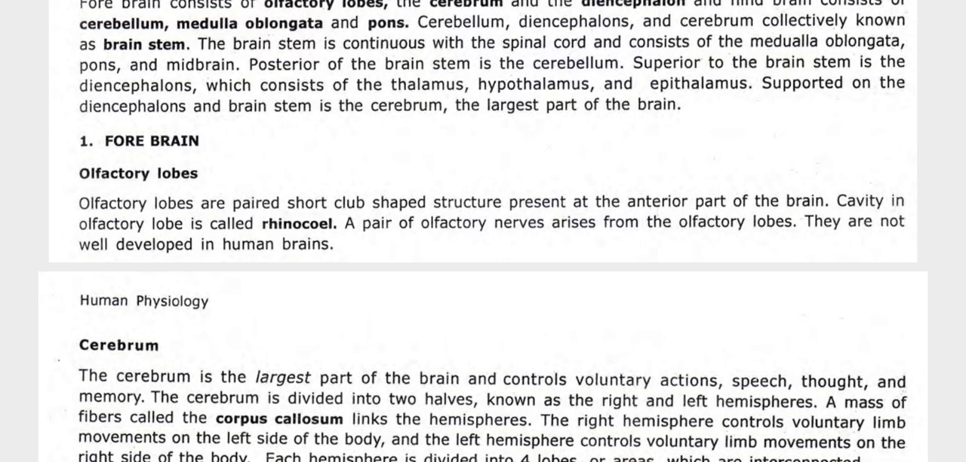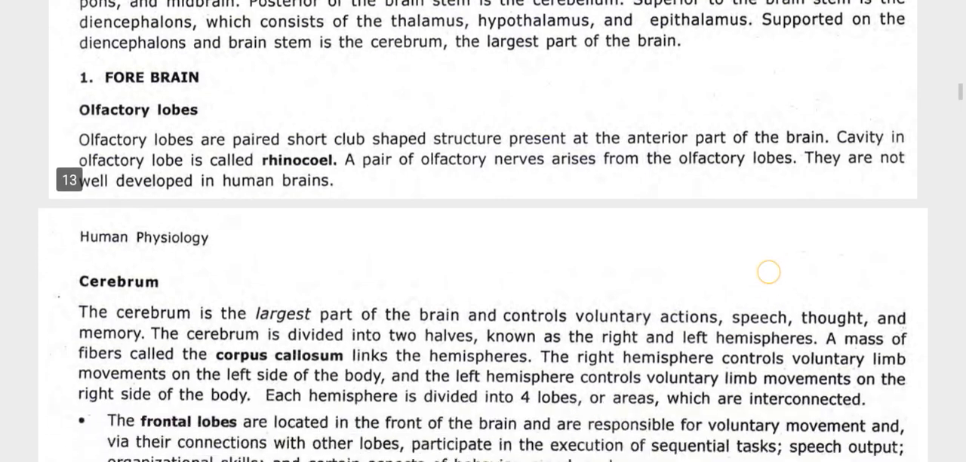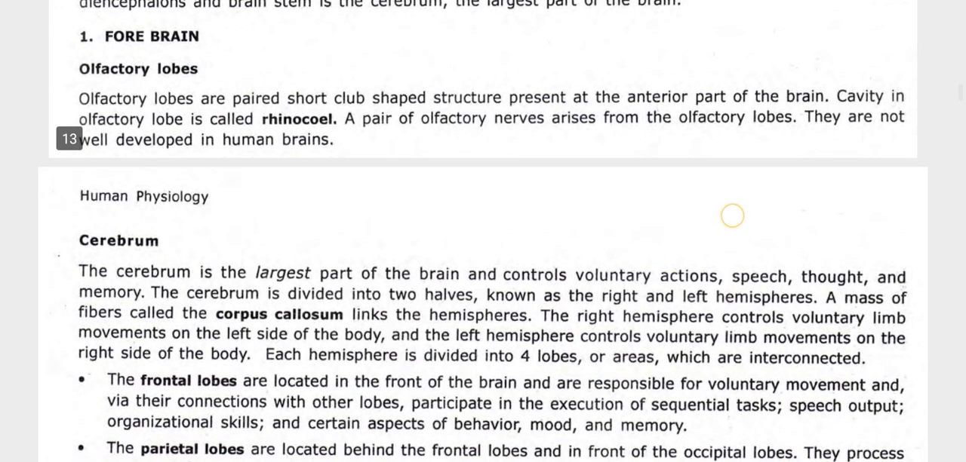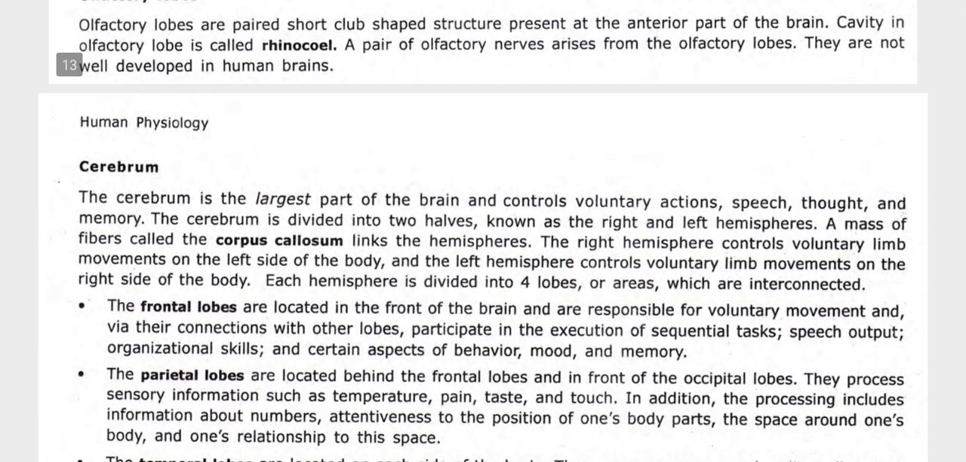Forebrain, olfactory lobes are there. Olfactory lobes are paired, short, club-shaped structures present at the anterior part of the brain. The cavity in the olfactory lobe is called rhinocele. A pair of olfactory nerves arise from the olfactory lobes. They are not well developed in human brains.